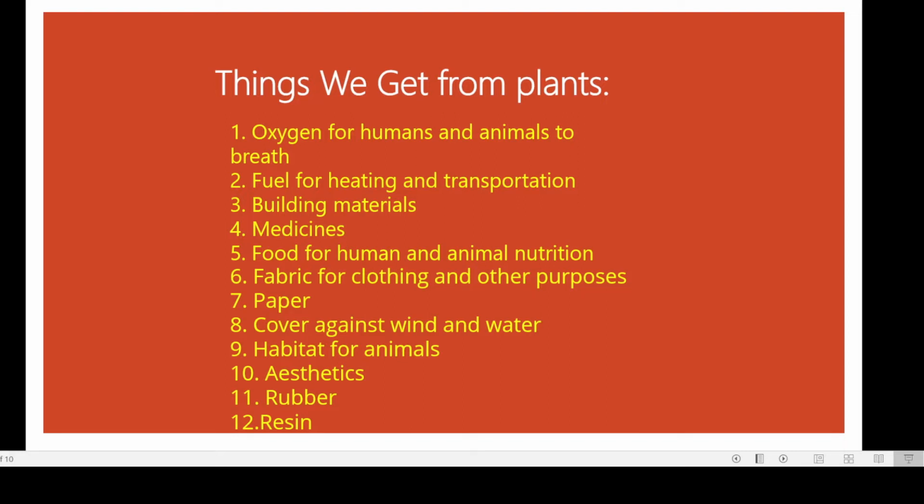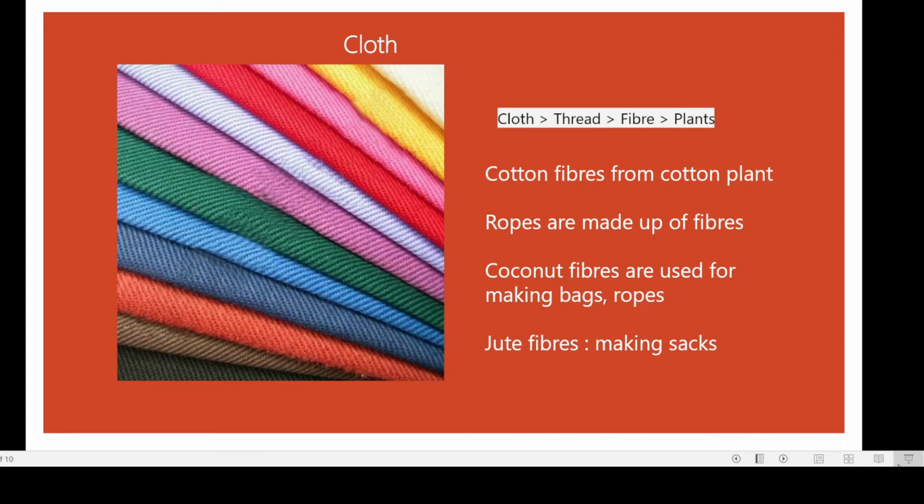Plants are very good sources of medicines, and there are lots of medicinal plants from which we extract medicines. Food for human and animal nutrition is also acquired from plants. The fabric for clothing and other purposes, paper, cover against wind and water, habitat for animals, aesthetics, rubber, resin, everything is obtained from plants.